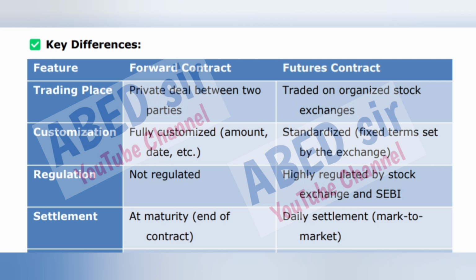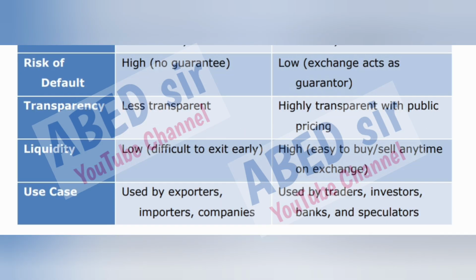Settlement: at maturity, end of contract; daily settlement, mark to market. Risk of default: high, no guarantee; low, exchange acts as guarantor. Transparency: less transparent; highly transparent with public pricing. Liquidity: low, difficult to exit early; high, easy to buy-sell anytime on exchange. Use case: used by exporters, importers, companies; used by traders, investors, banks, and speculators.